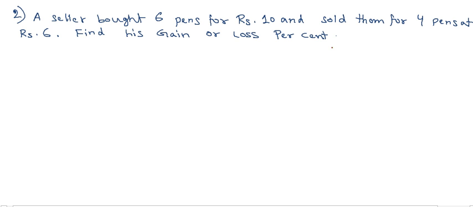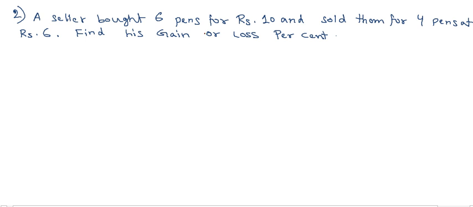This is an interesting problem and very important for aptitude tests. A seller bought 6 pens for ₹10 and sold 4 pens for ₹6. Find the gain or loss percent. Now by looking at this, it will be difficult for you to say whether he has made a gain or a loss. You can just use the traditional method of finding out the cost of one pen and then SP of one pen, and then you can subtract it, and if it's negative or positive, depending on that, you can find out gain.